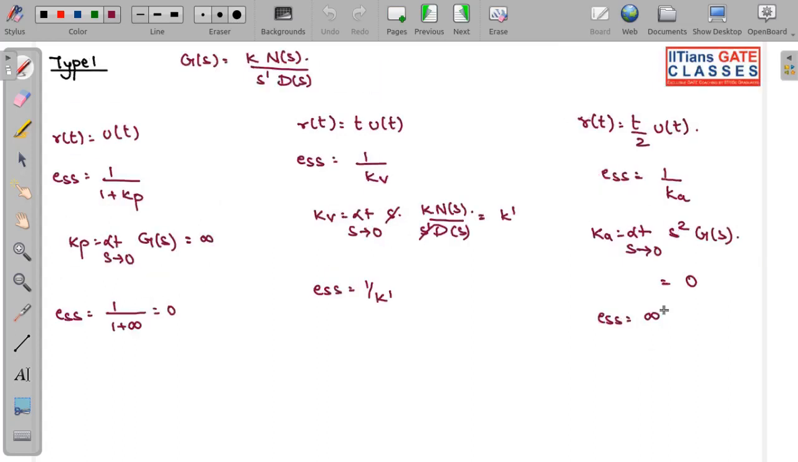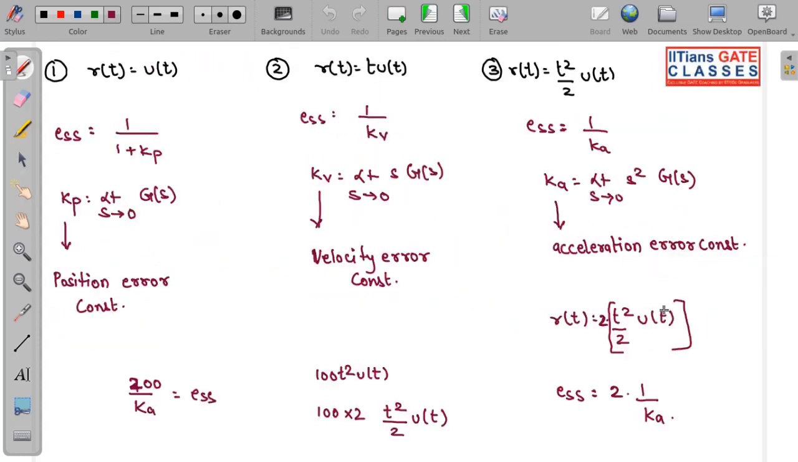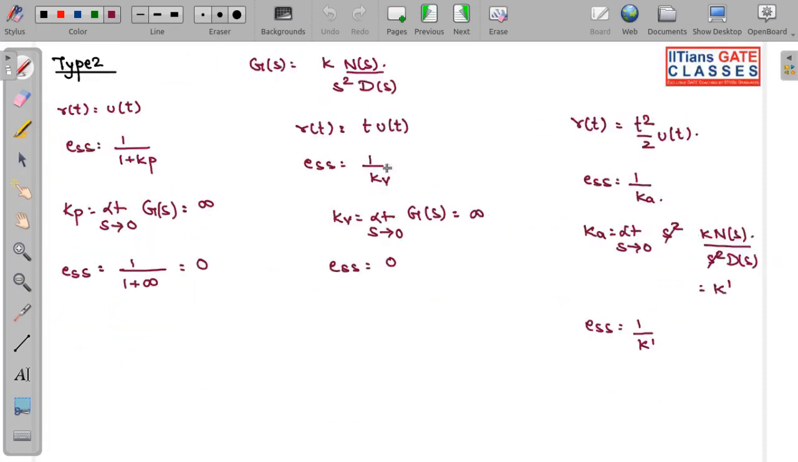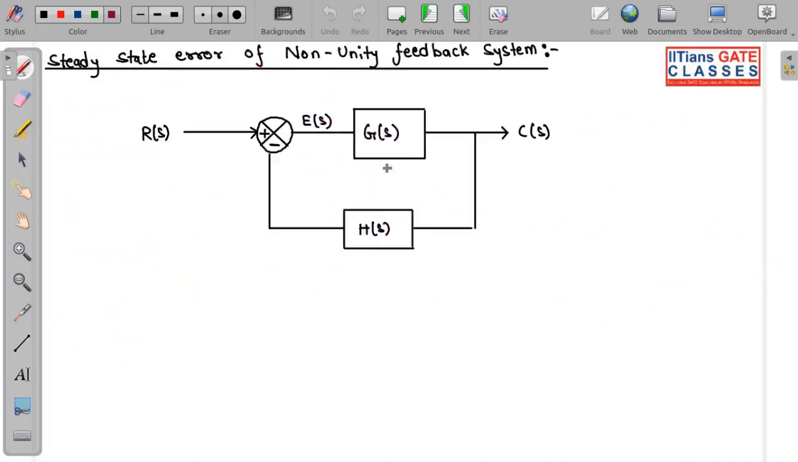Now whatever error we have calculated, remember, this is always for a negative unity feedback system. Now what happens if it is non-unity feedback? So if you look over here, E(s) is equal to R(s) minus this signal, that is C(s) dot H(s). Now in case of non-unity feedback, remember that we have this H(s).